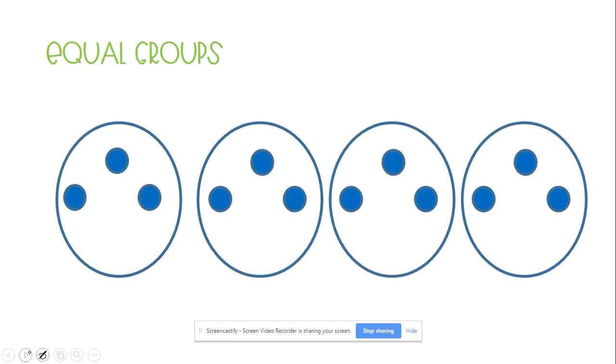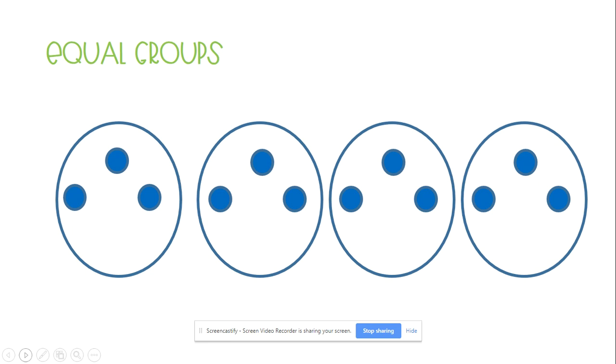Kids are also going to need to be able to recognize which equation matches a picture. So here I have groups, and I have the same number of dots in each of those. So this would be a multiplication problem because something is being repeated over and over again. I need to write an equation to match this picture. Your numbers have to be in the correct order.